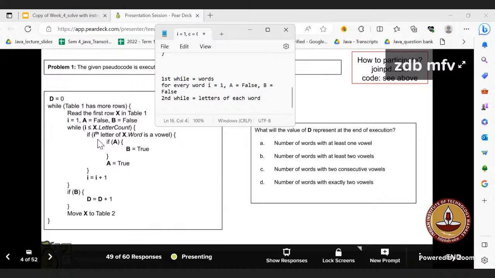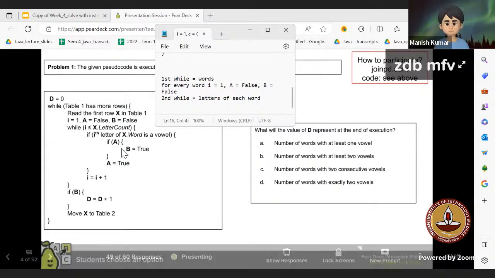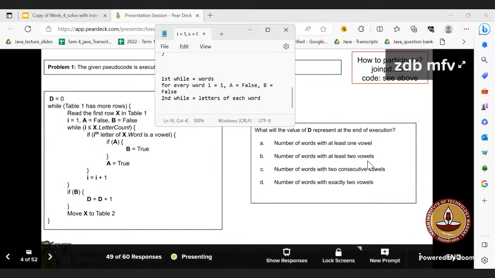When A is becoming true, after seeing one vowel, A is becoming true. But B will become true if A has become true, when there are at least two vowels, not consecutive. Even if they are not consecutive, like if the first letter is a vowel and the second letter is a consonant, if the first letter is a vowel, then you will make A true. If the second letter is a consonant, then you will move to the next letter only. I equal to I plus 1 will happen.